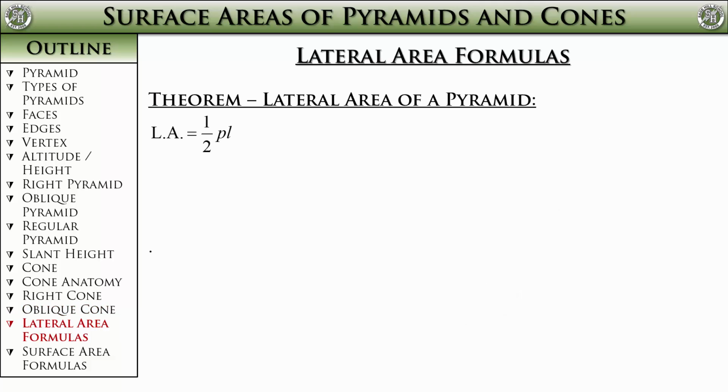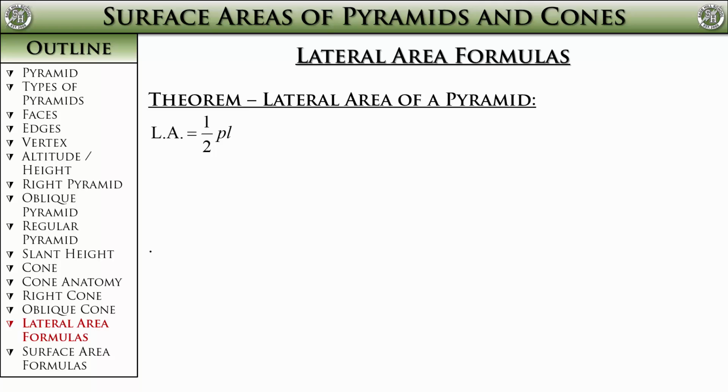Now it's formula time. This is the formula for the lateral area of a pyramid. The P stands for the perimeter of the base, just like the P in the prism formula. I told you earlier that for some strange reason the slant height is abbreviated with a lowercase l, so that's what this L is. The formula is 1/2 times the perimeter of the base times the slant height.